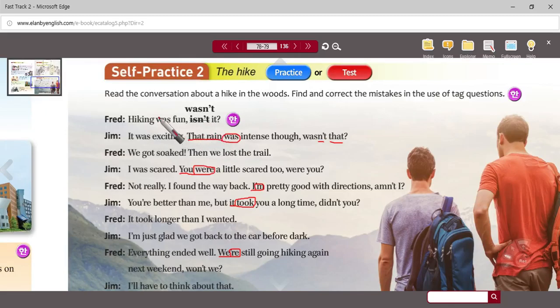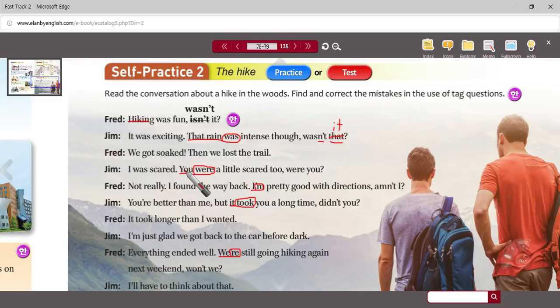That rain, much like hiking, is a thing. It's not a person or a group of people. The answer here would be it. So, "That rain was intense though, wasn't it?" And that's going to be your answer there. So the correction, just remove that.